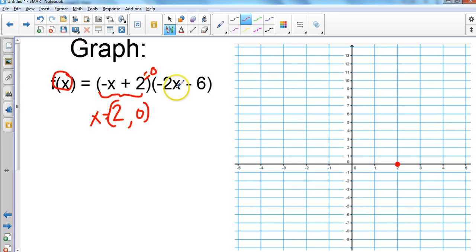Okay, looking at this one here, negative 2x minus 6, what x value makes this factor 0?